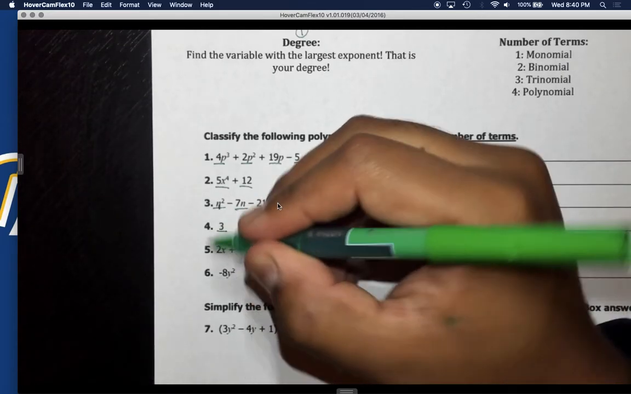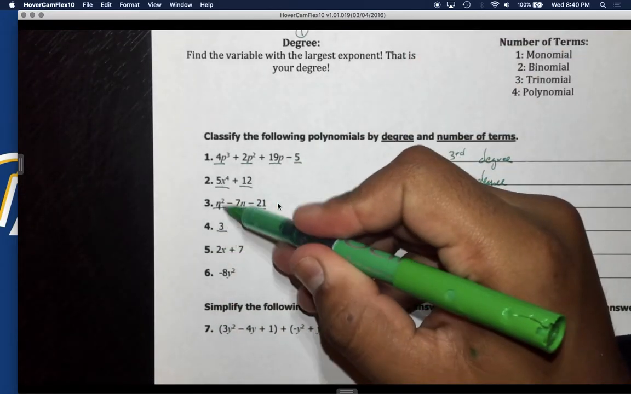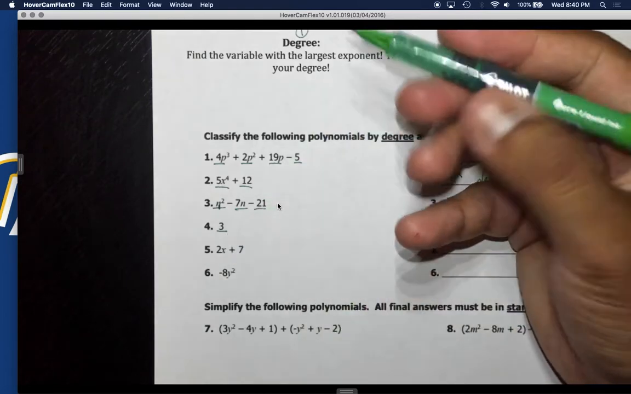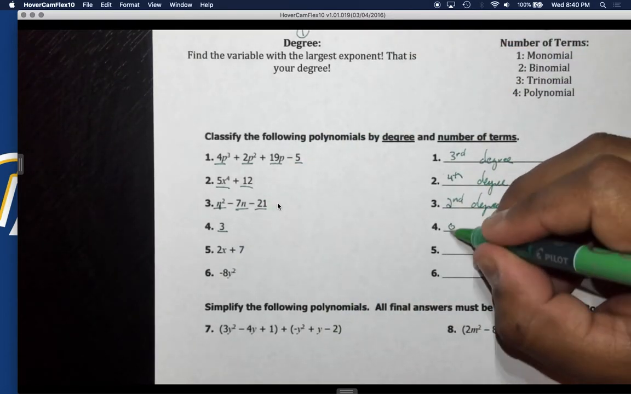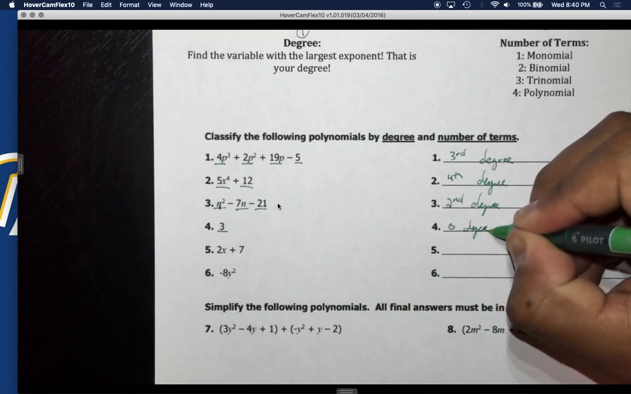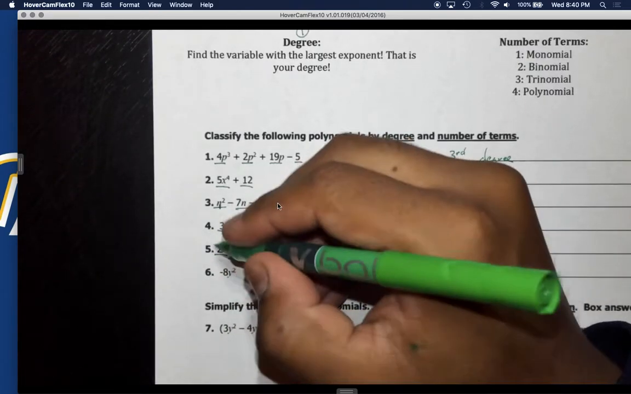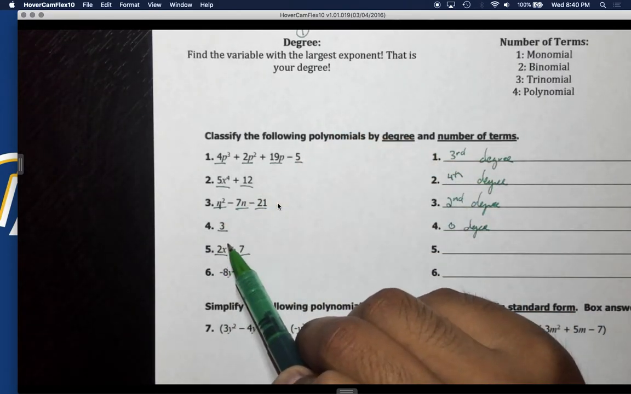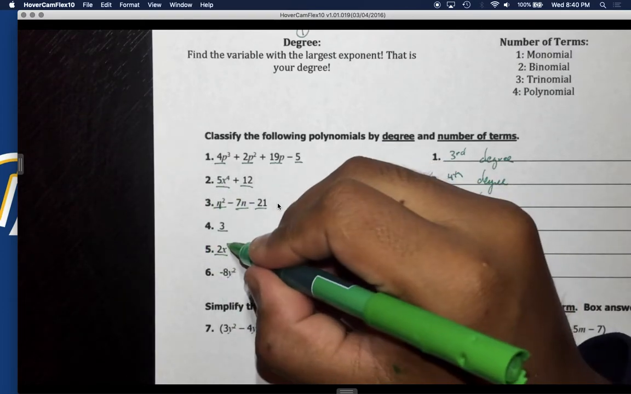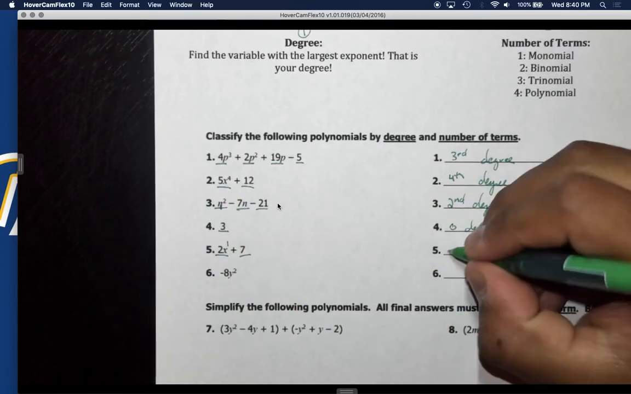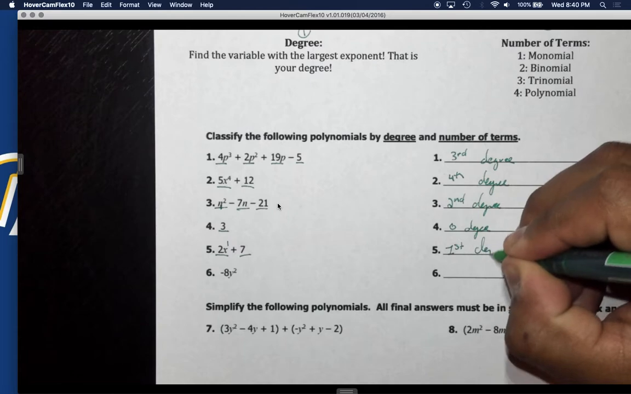And notice that this one only has one term. There's not even a variable present. So if it's not there, it's just a 0 degree. Two terms right over here. Notice that you have a variable, but there's no exponent. The exponent then is a 1. This is a first degree.